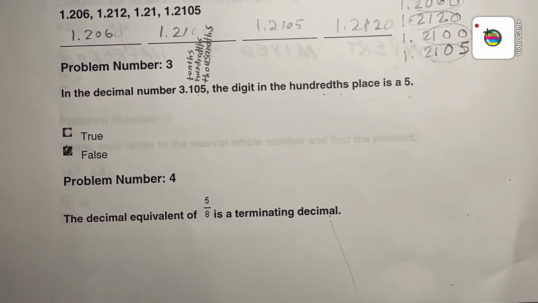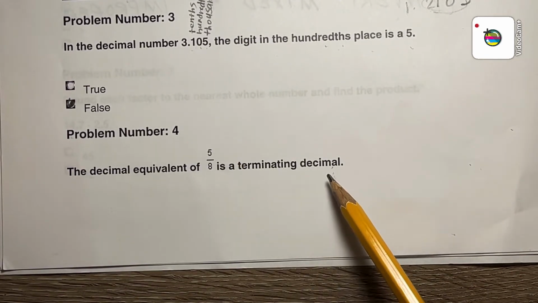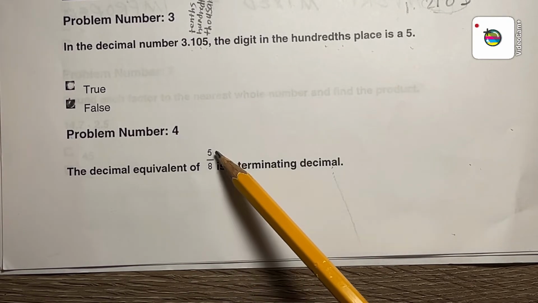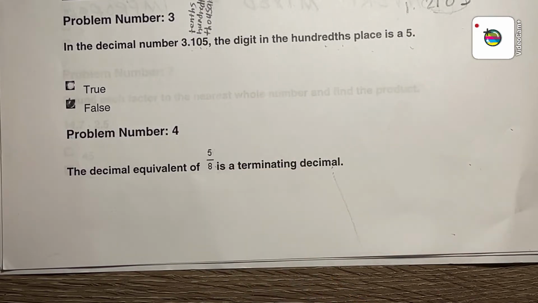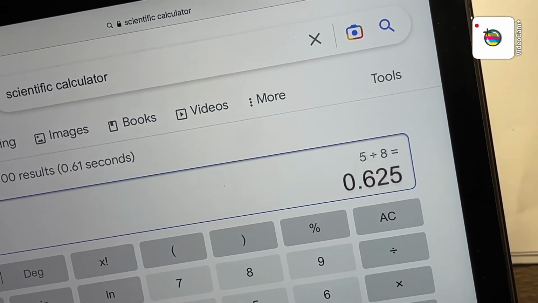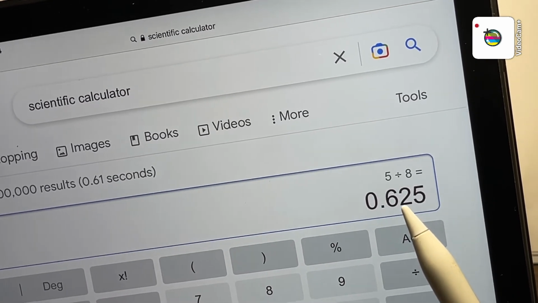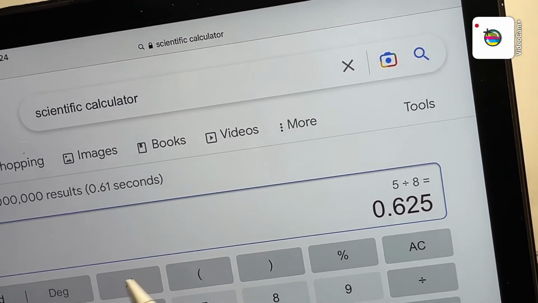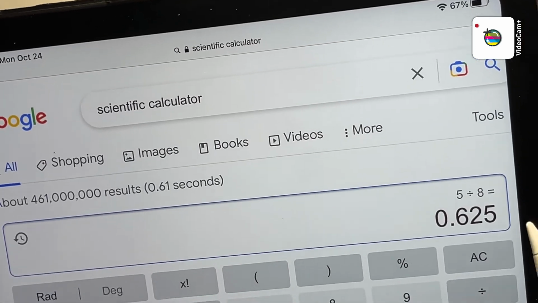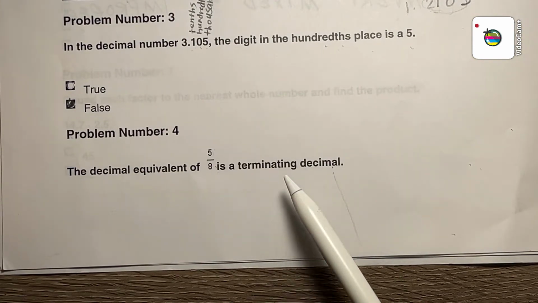Okay, problem number 4 states that the decimal equivalent of 5/8 is a terminating decimal. So we have to know how to convert fractions to decimals. You just divide the numerator by the denominator. 5 divided by 8 is 0.625, which, yes, that is a terminating decimal. It doesn't fill up the whole area with 55555 for a repeating decimal. This is a terminating or ending decimal. So this is true.